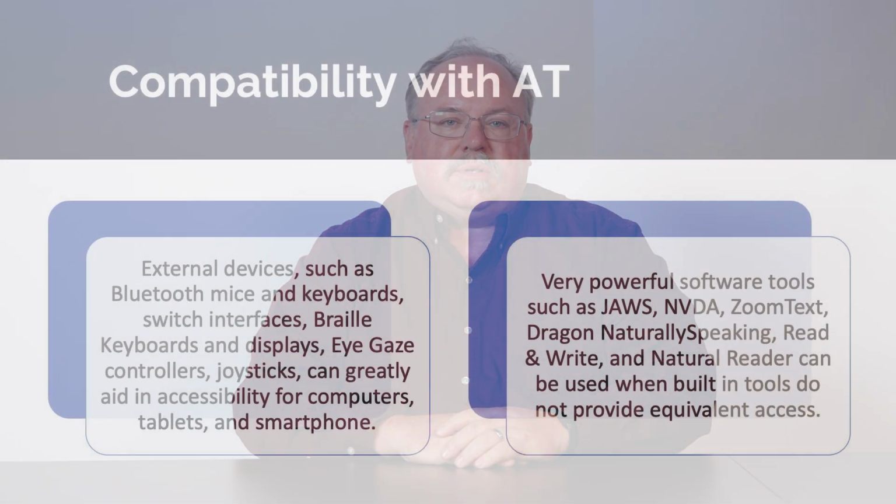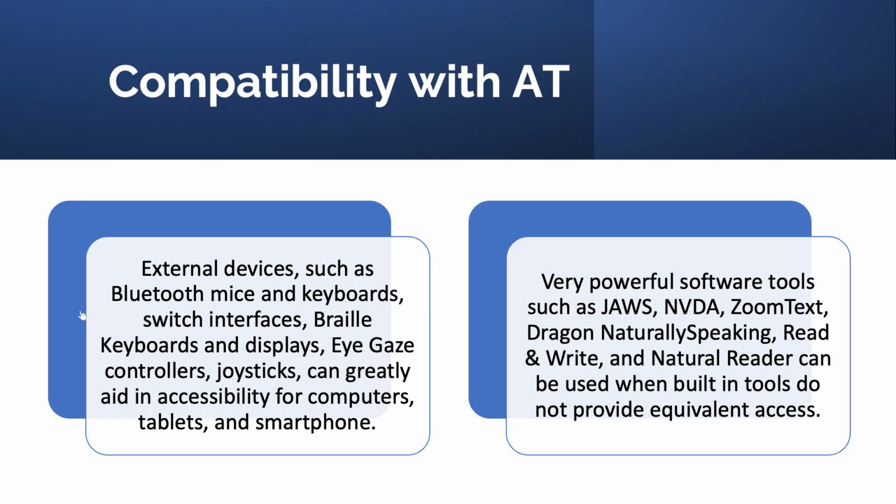Now that we have covered accessibility features that are built into your device, we will talk a little bit about other pieces of assistive technology and software that can enhance accessibility on your computer or tablet. External devices such as Bluetooth mice and keyboards, switch interfaces, Braille keyboards and displays, eye gaze controllers, and joysticks can greatly aid in accessibility for computers, tablets, and smartphones.